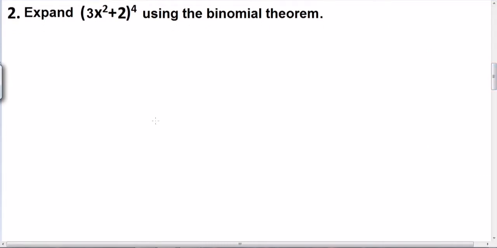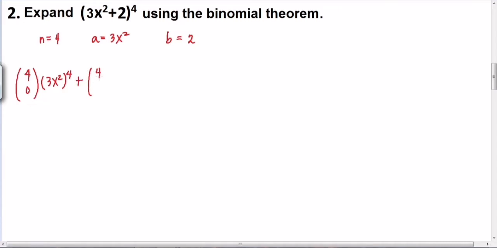Ayan. Expand 3x squared plus 2 raised to 4. So the quantity of 3x squared plus 2. Okay? So, again, ang n natin dito ay 4. Ayan, yung exponent. Ang a natin is 3x squared. Ang b is positive 2. Okay? So, umpisahan na natin sa 4c0. Ayan, yung exponent na 4. And then, first term, 3x squared raised to kung ano yung n, 4. Okay? Wala munang b kasi 0 muna yung b.